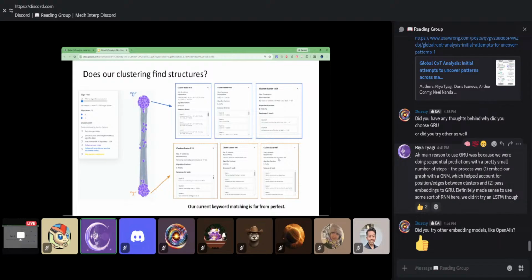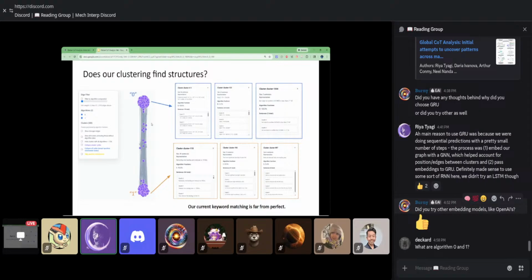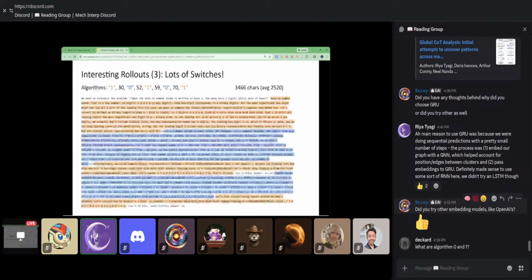And so we do this, and we obviously find some mistakes, but for the large part, we don't see many mixed clusters. In the middle are mixed clusters. And most of our clusters subscribe to particular algorithms. Yeah, what are algorithm 1 and 0?